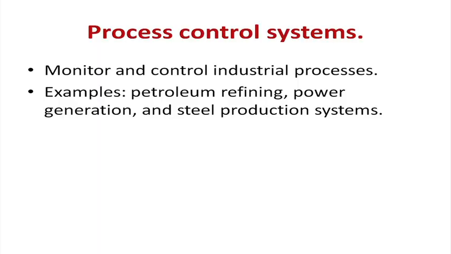As I told you, we are not going to have a huge amount of discussion on this, but they are the control systems which exist in every industrial process, and they monitor and control industrial processes. These examples include petroleum refining, power generation, steel production systems and so on, but we are not going to have much discussion on this.